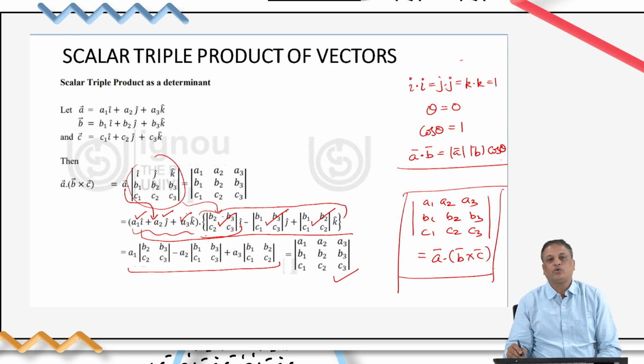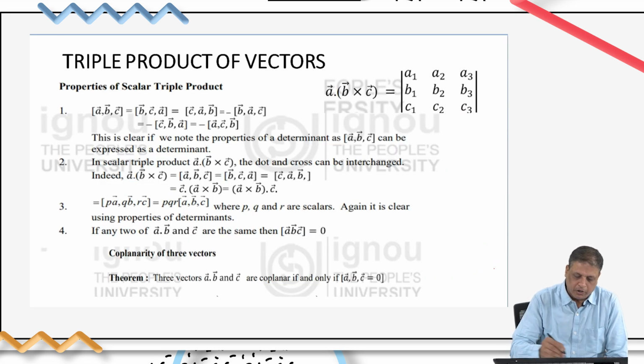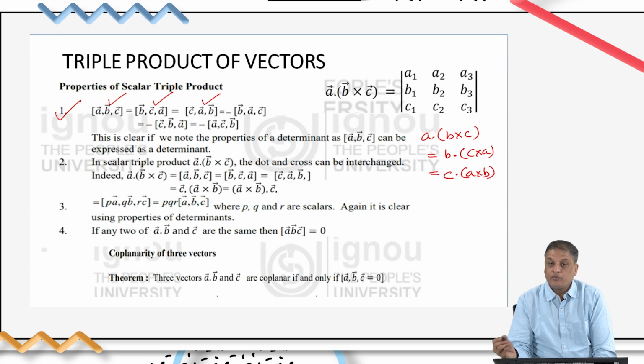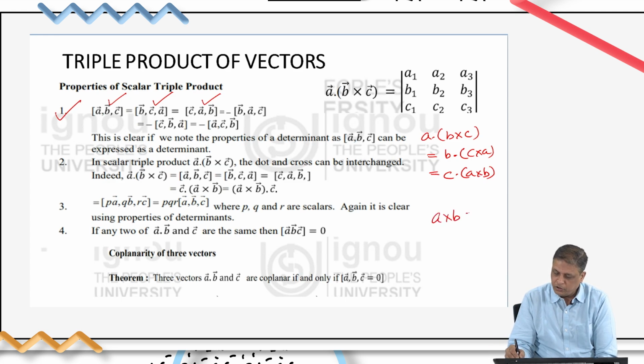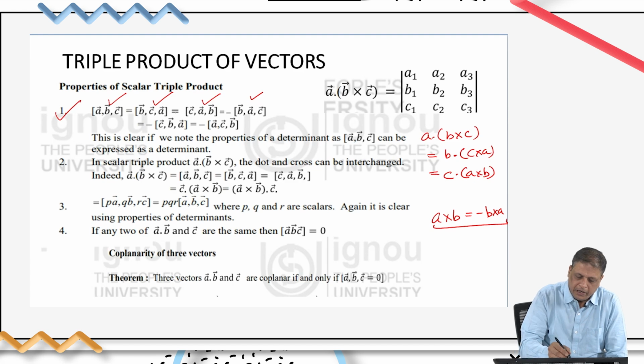I hope you understood how to determine the scalar triple product of vectors. There are some properties of the scalar triple product, and the first and foremost property is that [A B C] is equal to [B C A] is equal to [C A B]. That means A dot B cross C is equal to B dot C cross A is equal to C dot A cross B. And because we learned that A cross B is equal to minus of B cross A, we can say that B dot A cross C will be negative of B dot C cross A.